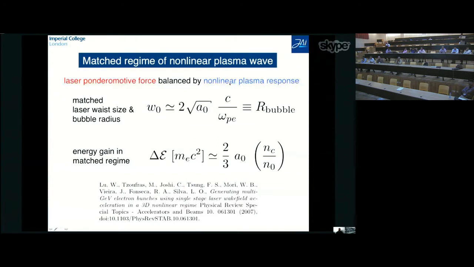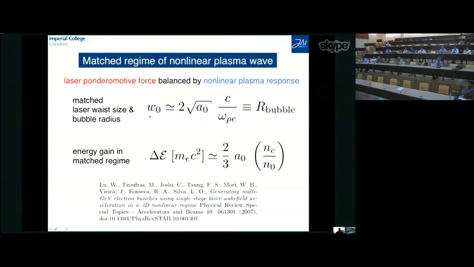So if you go back to the picture of the bubble, the laser pulse is driving a cavitation regime. The cavitation regime is where the electrons are blown out from the path of the laser pulse, and there is an ion cavity left behind. This ion cavity has an electrostatic pull on the electrons that are blown out. So if you balance the ponderomotive force acting on the electrons being blown out against the electrostatic force of the ions on those electrons, you can induce an equilibrium so that the laser pulse doesn't oscillate radially.